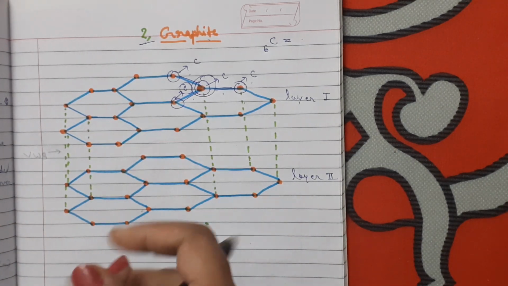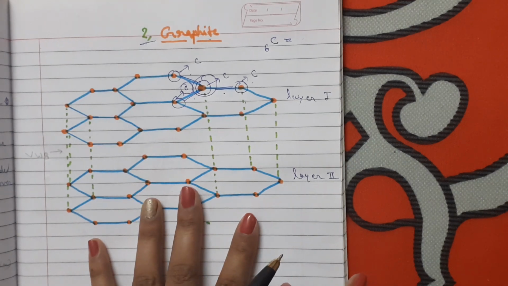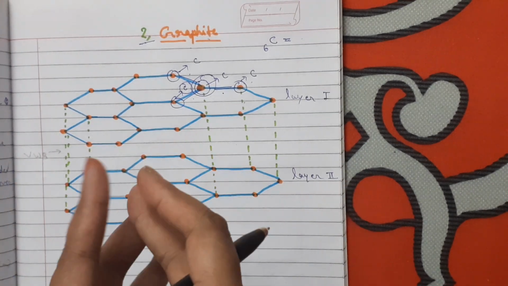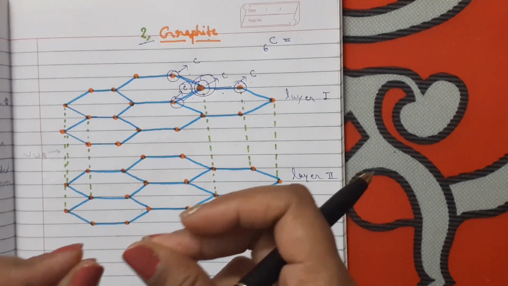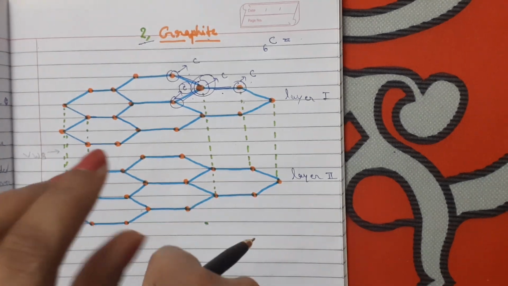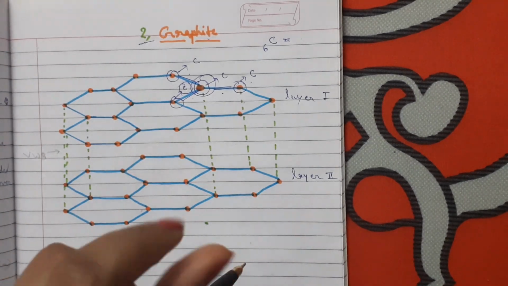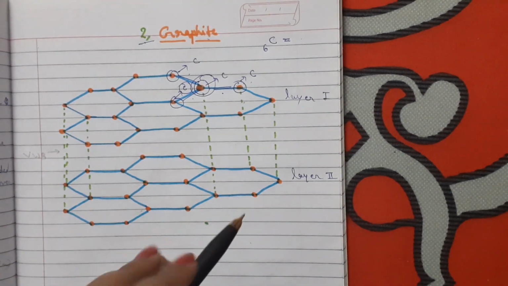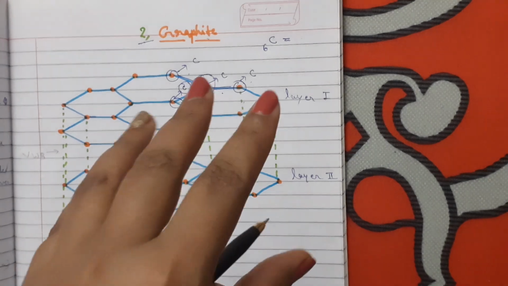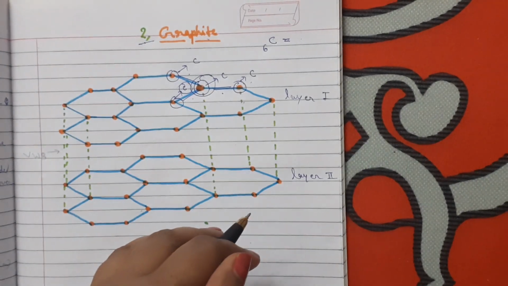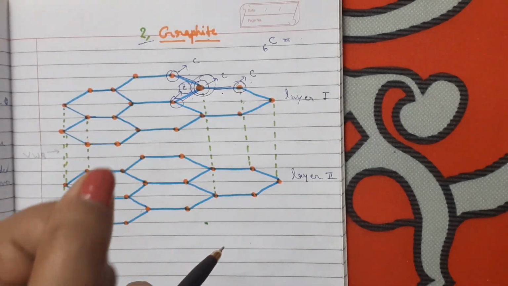Okay, so it is a grayish black substance. It is smooth and slippery to touch, and it has a high melting point, and it is a good conductor of electricity and heat as well. It is used as an anti-frictional substance. It is used as a lubricant.